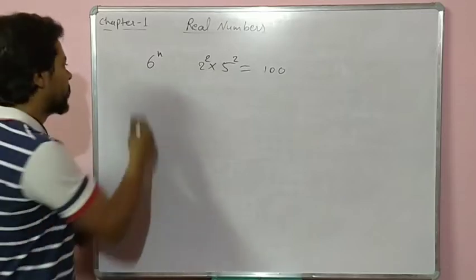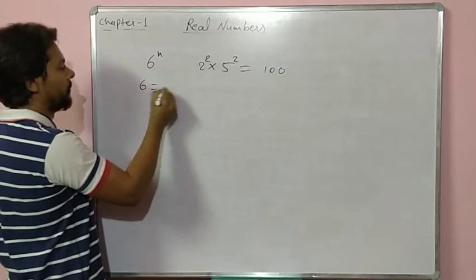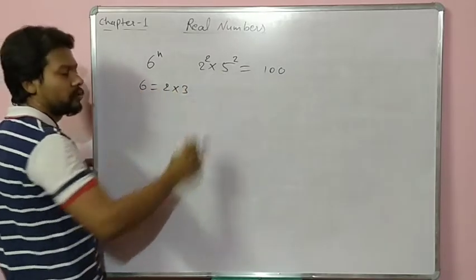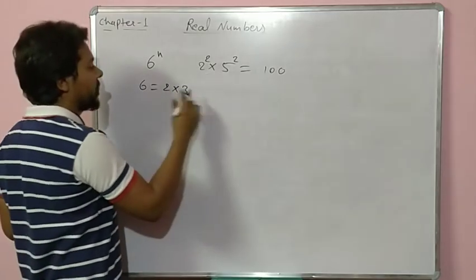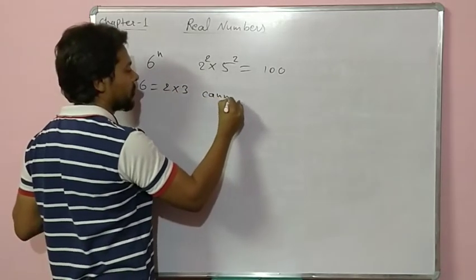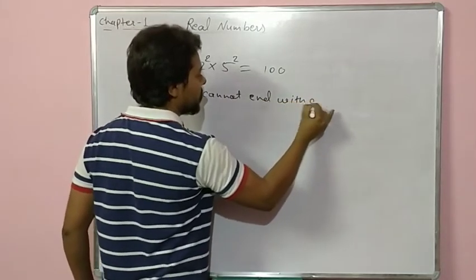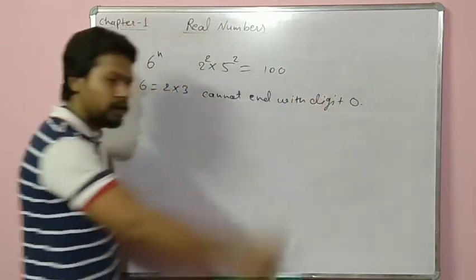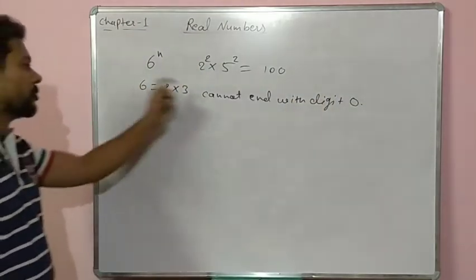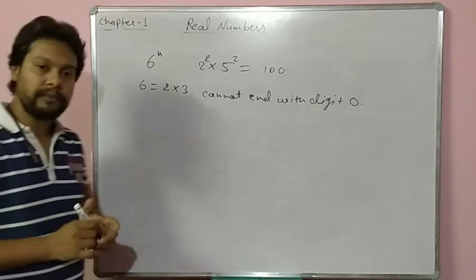Here what do we have? 6 to the power n. What are the factors of 6? 2 into 3. Here we do not have 5, right? So if it does not have 5, it cannot end with the digit 0, right? To end with digit 0, it must have 2 and 5 as its prime factors.